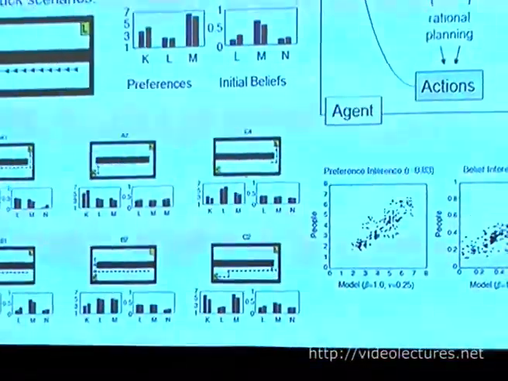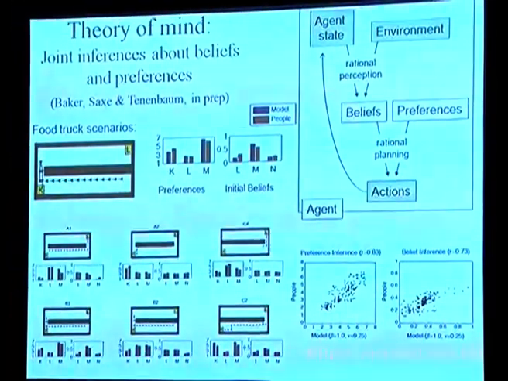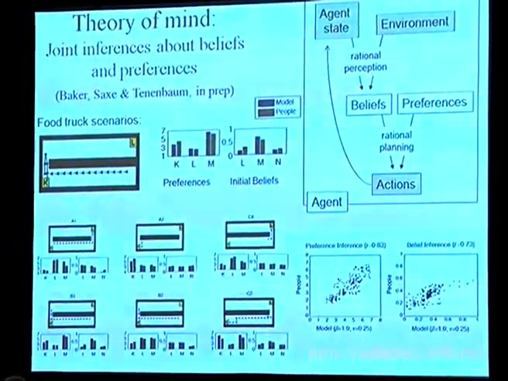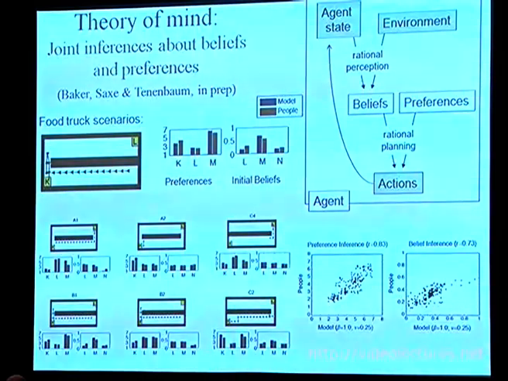So the domain where we've studied this is similar to all the ones you've seen. We call it the food truck domain. So you can see over here on the left a little scenario. We have some grad student on a hypothetical college campus. Very small college campus here. Every day he gets lunch at one of the food trucks. There's three food trucks, the Korean K, the Lebanese L, and the Mexican M. But there's only two parking spots. So on any one day, at most two, and sometimes only one of these trucks is present on the campus.